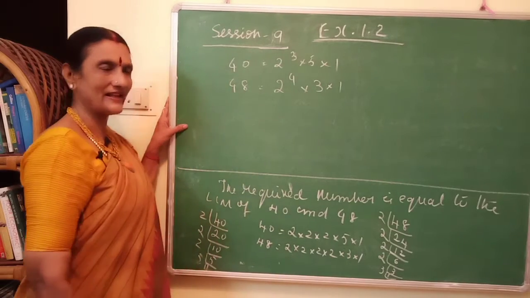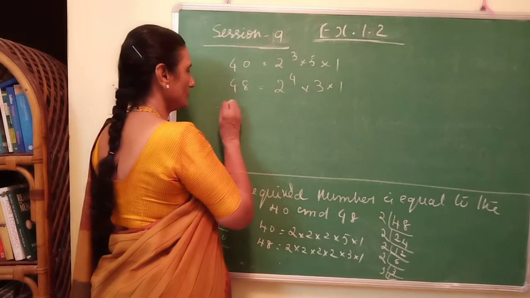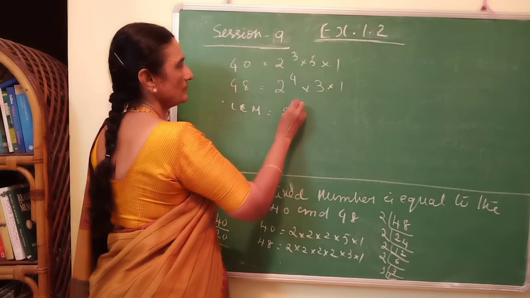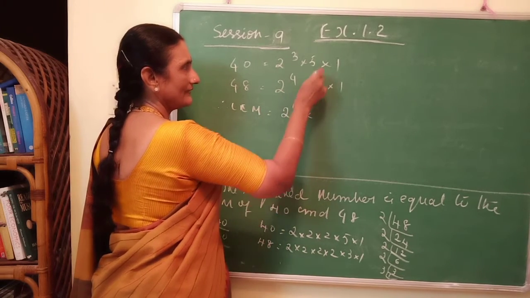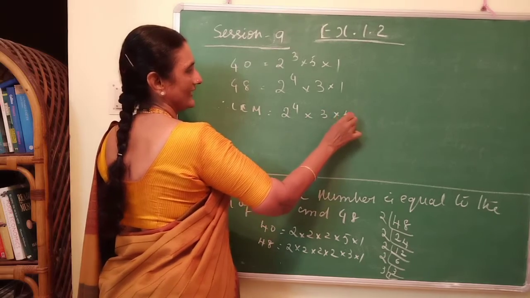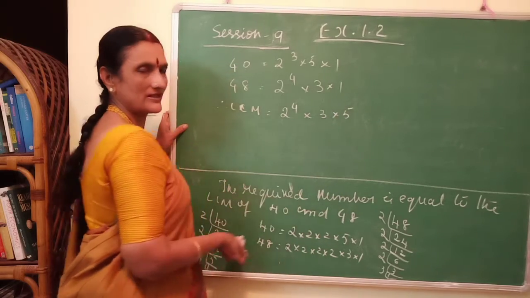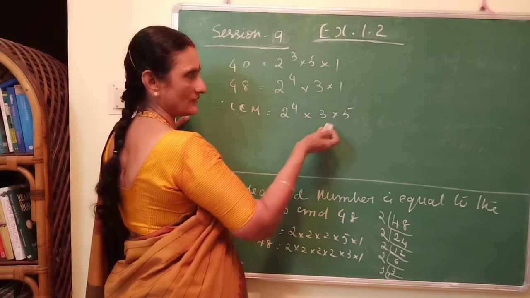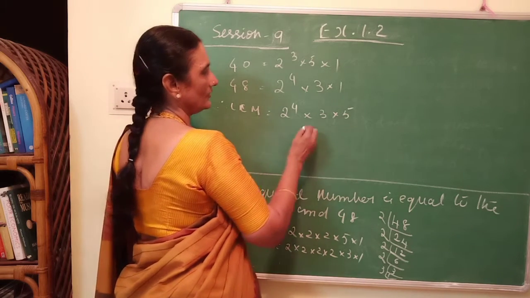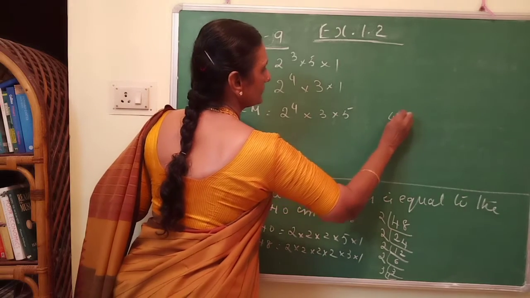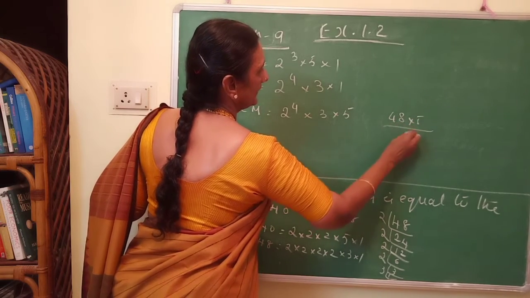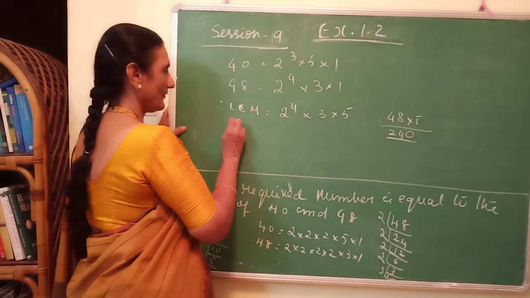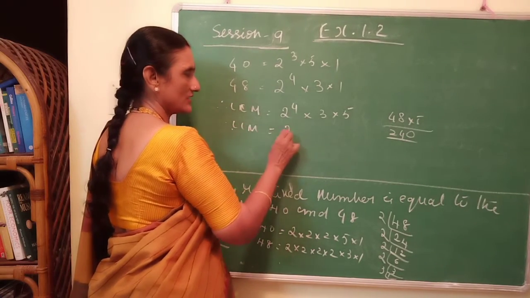How do we select the LCM? For 2, the maximum power is 2 power 4, and then 3 is there and 5 is there. So 2 power 4 is what? 16. 16 into 3 is what? 48. 48 into 5 gives you 240. Therefore, LCM is equal to 240.